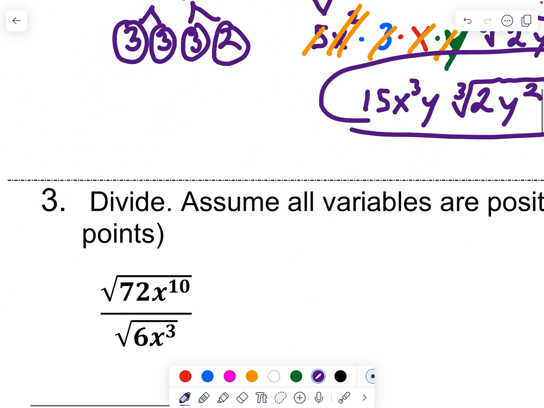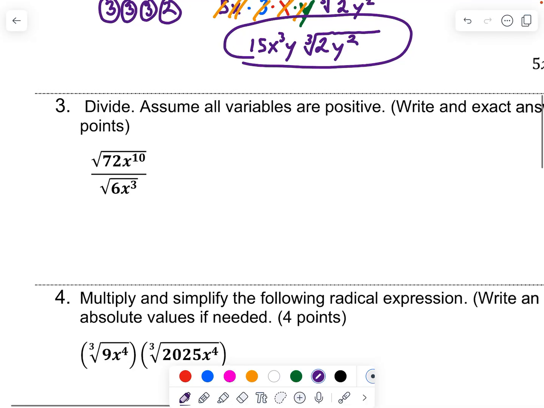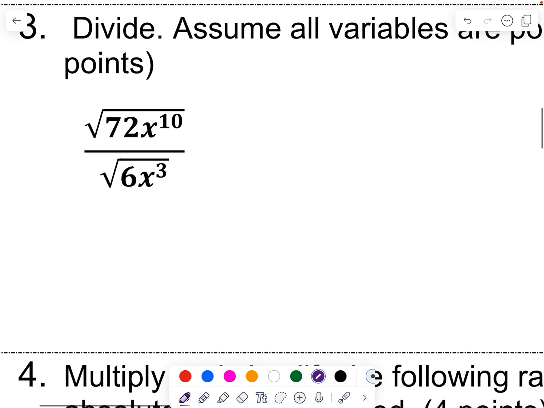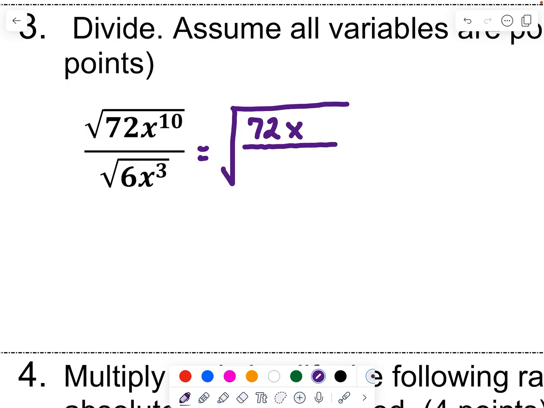Let's take a look at number 3. Divide, assume all variables are positive. Okay, so we have a square root divided by another square root. Our rules of radicals tell us we can just put this under 1 square root. All right, so this is really saying this right here, 72 x to the 10 divided by 6x cubed.